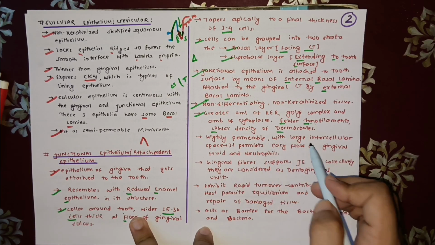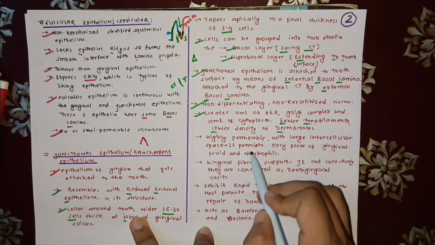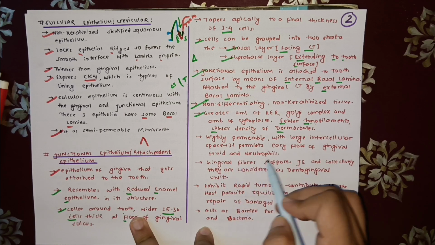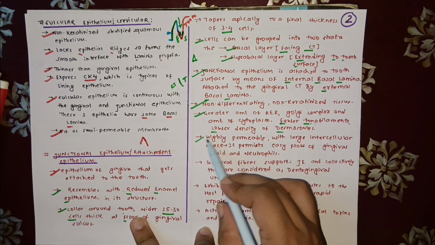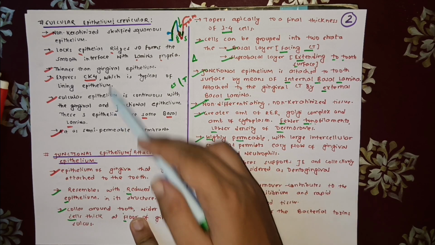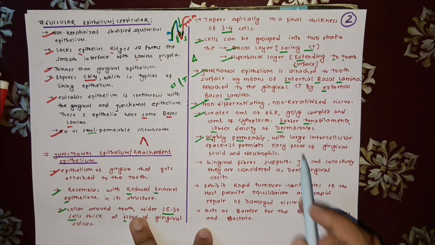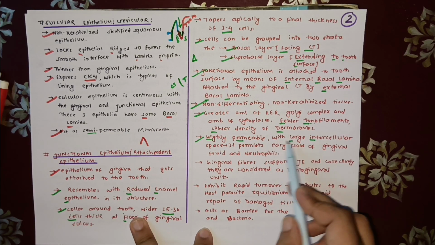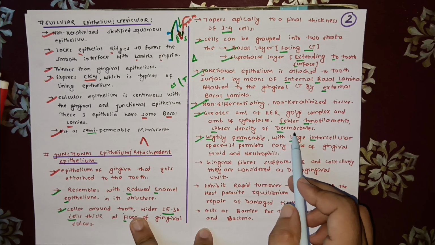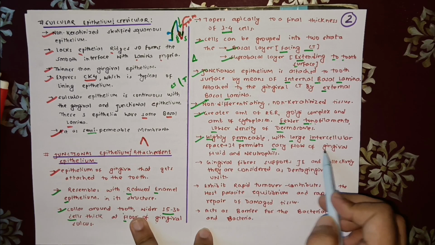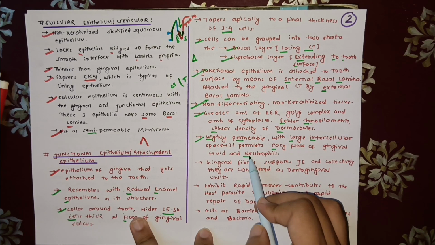Highly permeable with a larger intercellular space, it permits easy flow of the gingival fluid and the neutrophils. Sulcular epithelium was semi-permeable, but this is highly permeable, with a large intercellular space because they have a low density of desmosomes, and it permits the easy flow of the gingival fluid and the neutrophils.